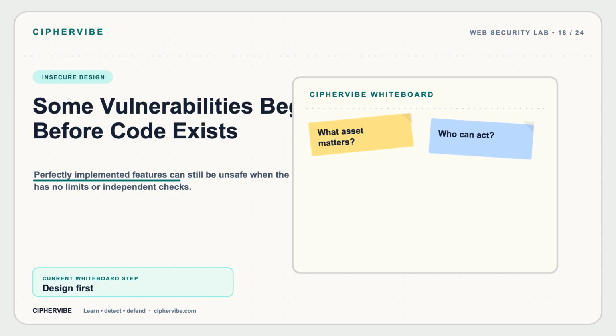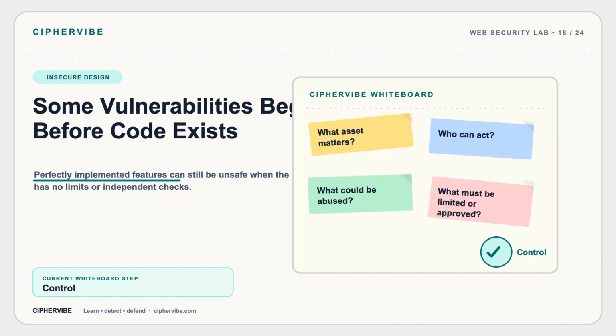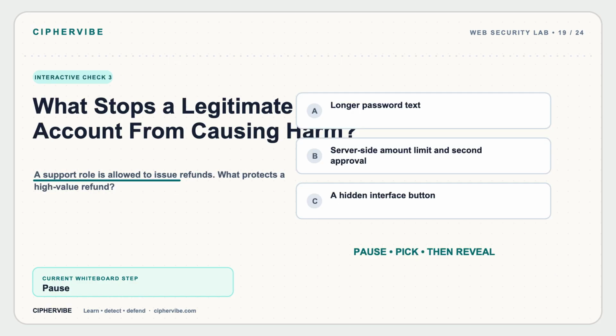Consider a refund workflow. Even flawless code is unsafe if any support account can issue unlimited refunds with no approval, rate limit, or audit trail. Draw the asset, the actors, the trust changes, and the abuse path. Then turn the drawing into requirements such as amount limits, separation of duties, and reviewable events. Pause for the third check. A legitimate account can still perform an unsafe action if the design has no guardrails.